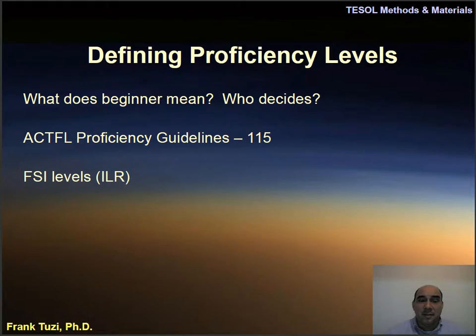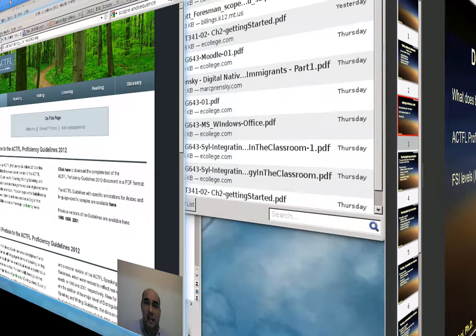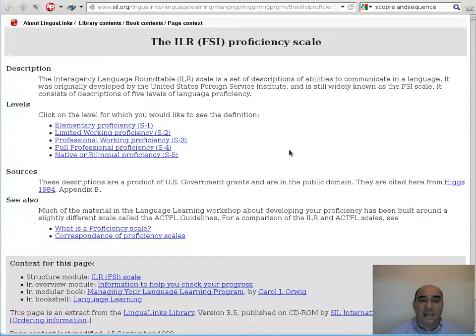The Foreign Services Institute was later taken over by the Interagency Language Roundtable. This organization has basically set up a similar type of description of what constitutes elementary and limited working proficiency, professional, full professional types of levels, and you can use these as well. I don't see anything wrong with either one of them. The Foreign Services Institute has done great work for us. It's because of them that these other guides came to be.